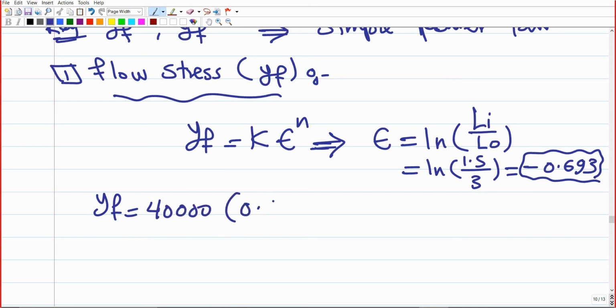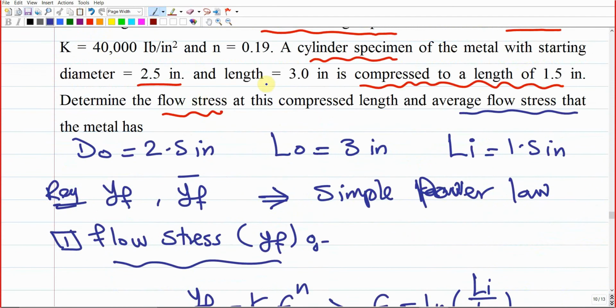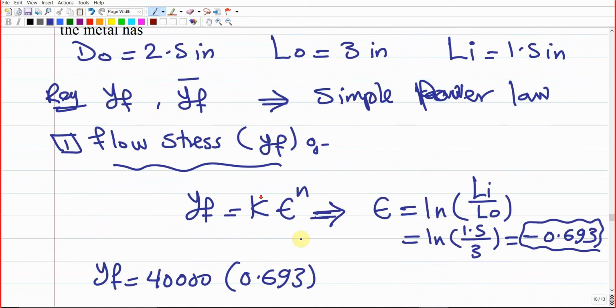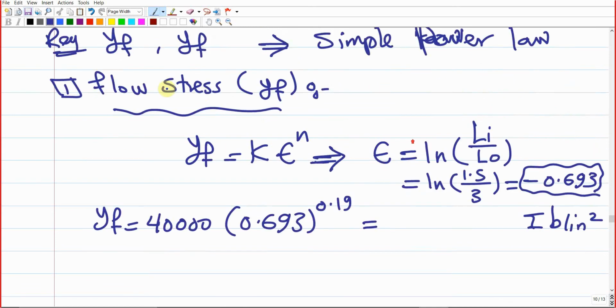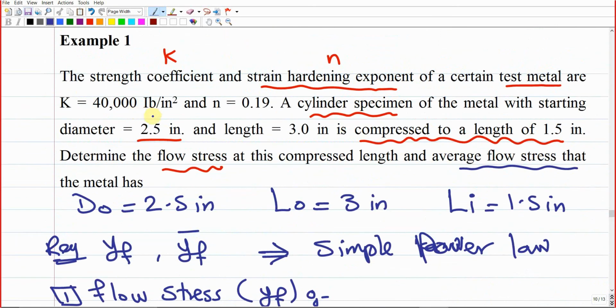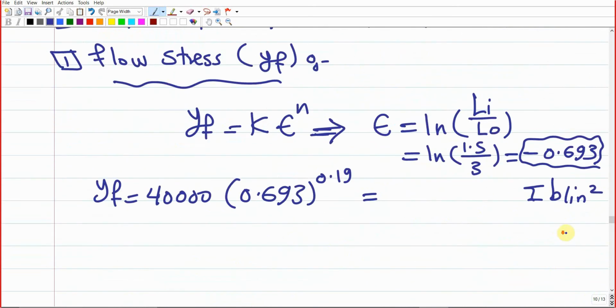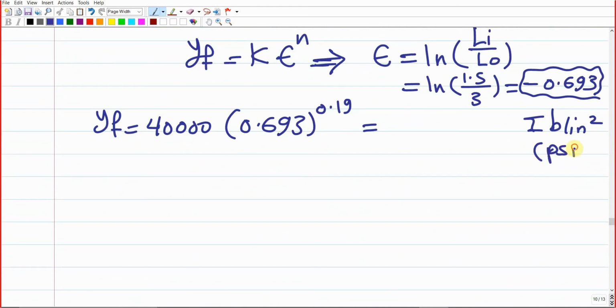The epsilon is 0.693 to the power n, which is already given. n is given as 0.19. Doing the calculation, you're going to end up with something. Use the same unit as K. The K is given in pounds per square inch, which is psi, so it should be the same unit. This is equivalent to psi.